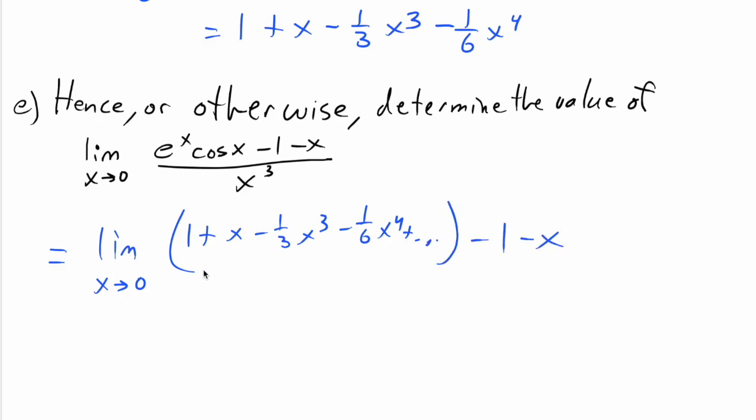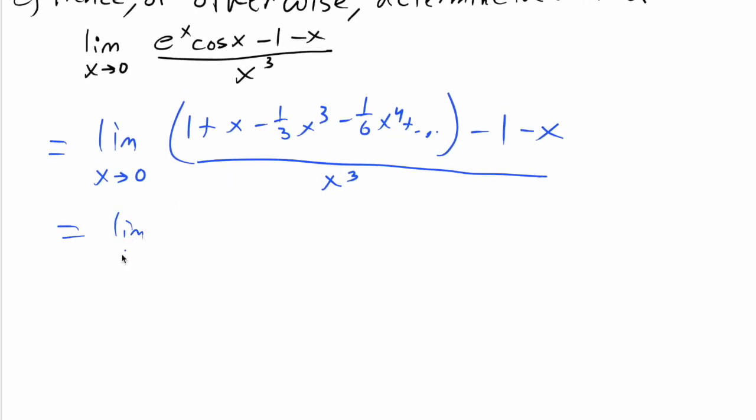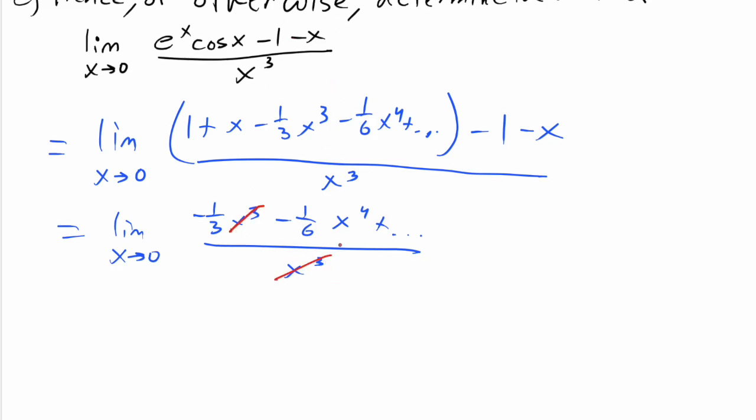minus 1 over 1 minus x, over x cubed. So let's simplify a bit. This 1 plus x and this 1 minus x cancel, and we have negative 1/3 x cubed minus 1/6 x to the power 4, and then some higher order terms, over x cubed. Then x cubed will cancel with this, and it'll cancel here to give you 1, and it'll cancel a bunch of other things here that we can't see, but they're there. But the only thing that matters is this first one, so we're going to have negative 1/3 minus 1/6 x, dot dot dot, higher order powers of x.